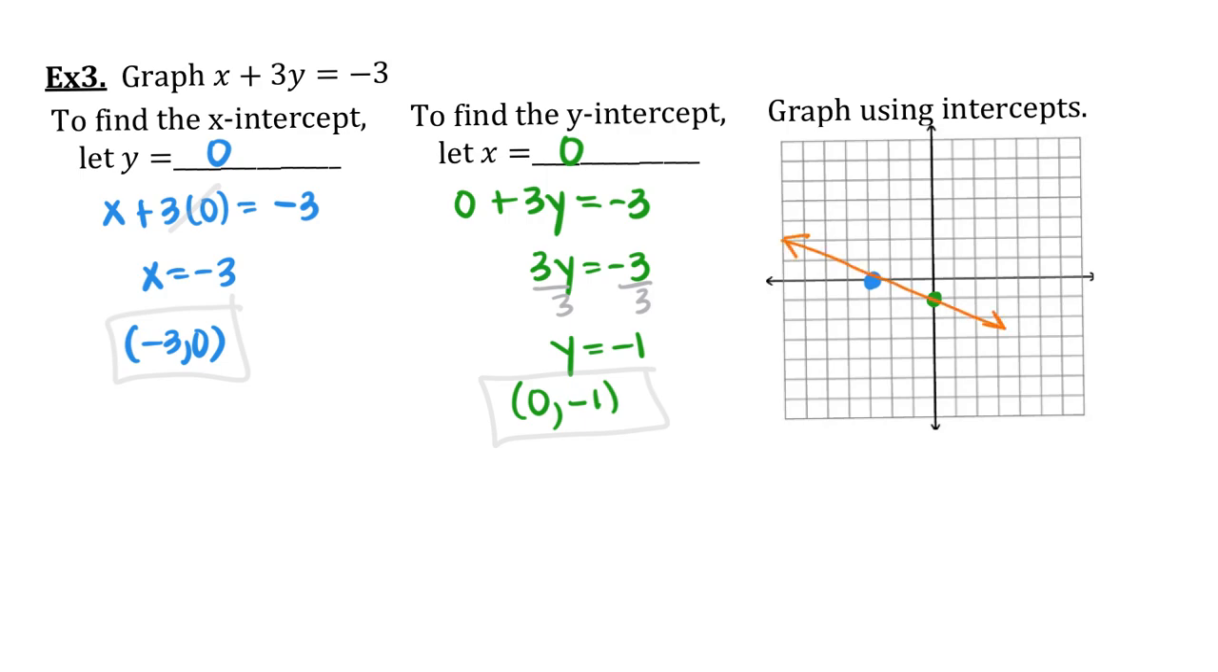Okay, go ahead and try the practice problems on the back, check your answers with the calendar when you're done.